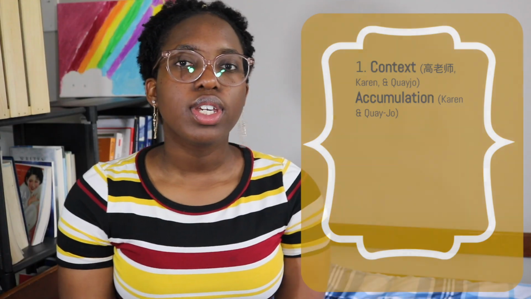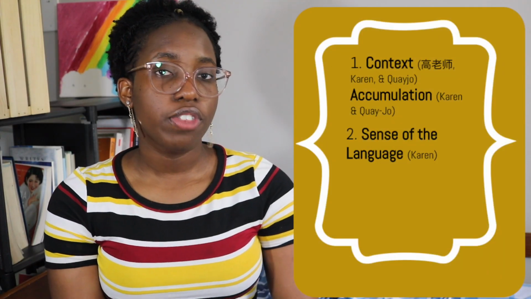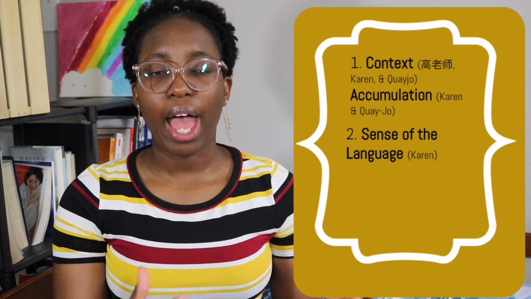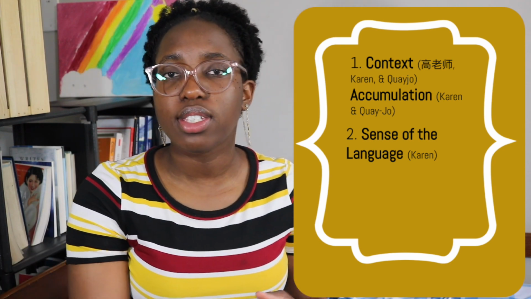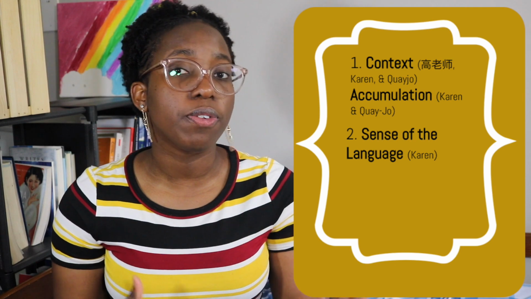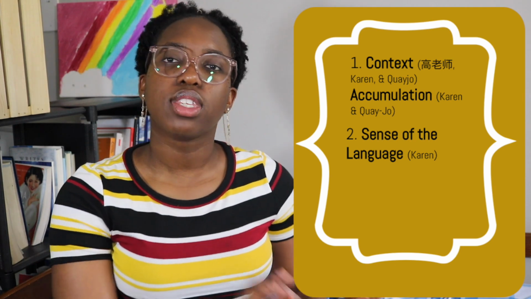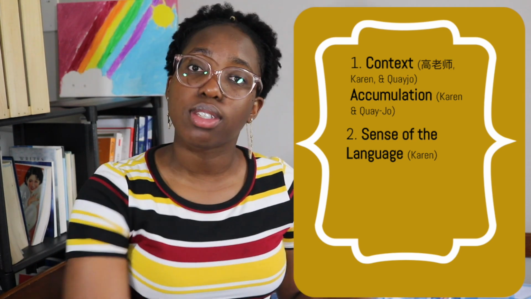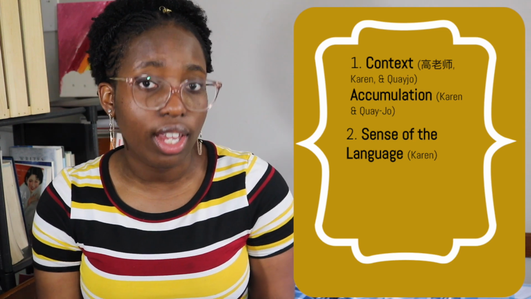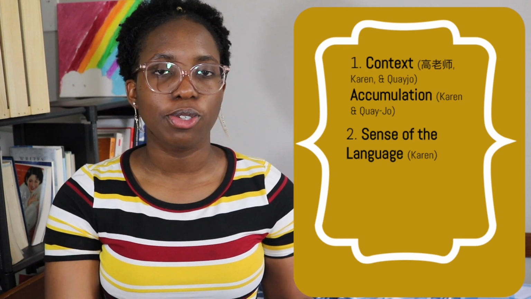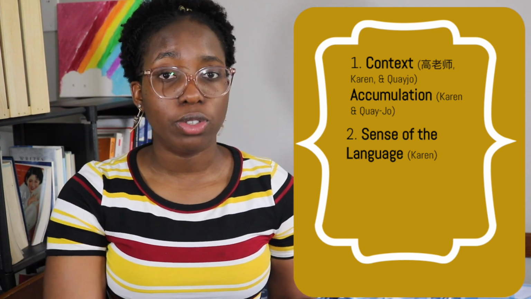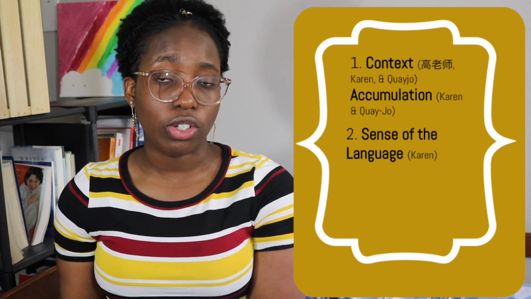Number 2 is having a sense of the language. That happens when you've learned Chinese for a couple of months, a couple of years, and you know, okay, this word is used in this context and this word is used in that context, right? So it becomes easier for you to choose the words for the sentence that you are trying to create.